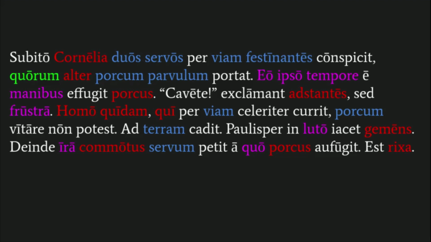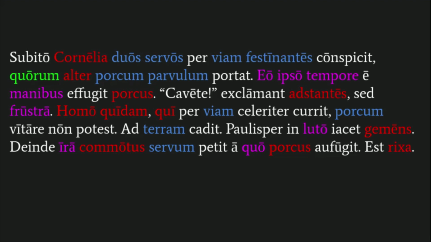You have: Cavete! exclamant adstantes, sed frustra. So cavete is our plural imperative. It's positive, meaning you're ordering someone to do something. So the adstantes, the bystanders, shout, they exclamant. Cavete means watch out, be careful, right? They're commanding more than one person to do something, which is why you have the te on the end of cavete, right? So they shout out and they say, beware, watch out. Right? They're telling the crowd to watch out for the little pig. Sed frustra means but in vain, right? Frustra is an adverb, but in vain, meaning it didn't matter, it was too late, is kind of the idea.